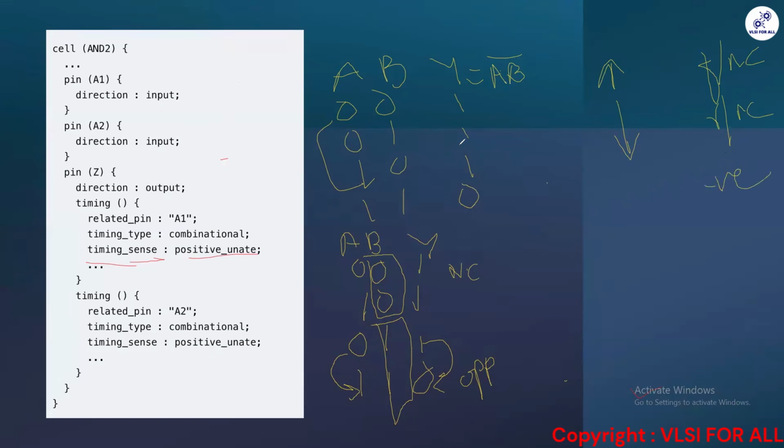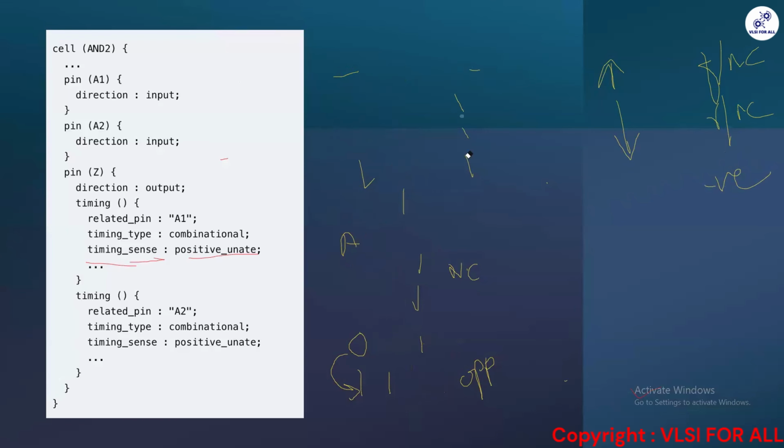Very simple to understand. If you take an example, draw it yourself and understand. If you take an AND gate, OR gate, and buffer, they will show you positive unateness. NAND, NOR, and NOT, which I have drawn as of now, show negative unateness.